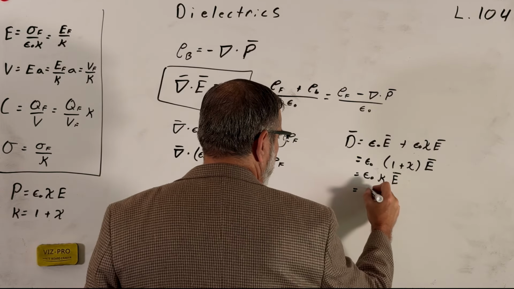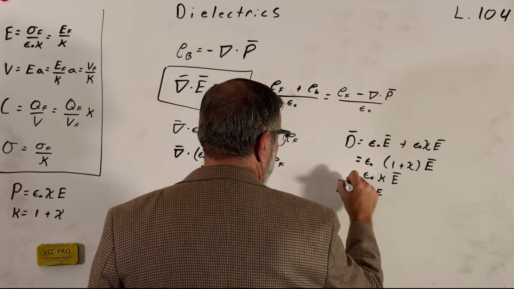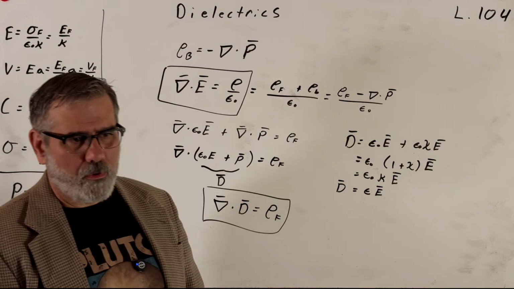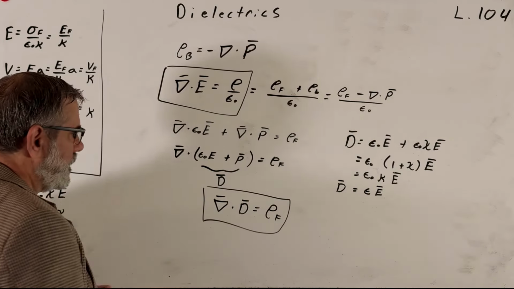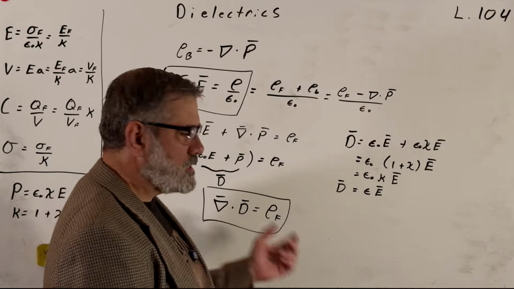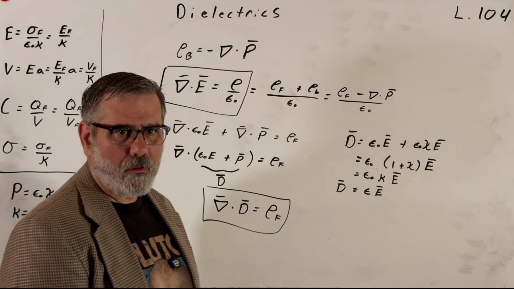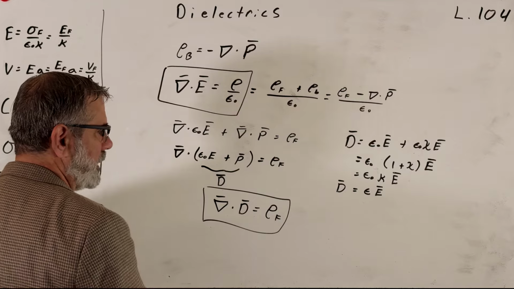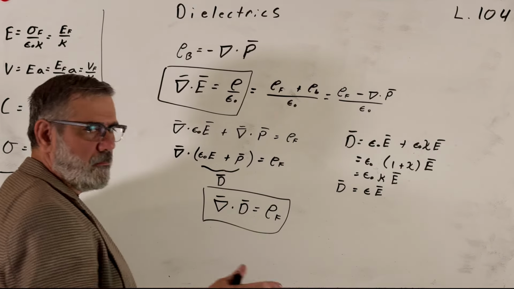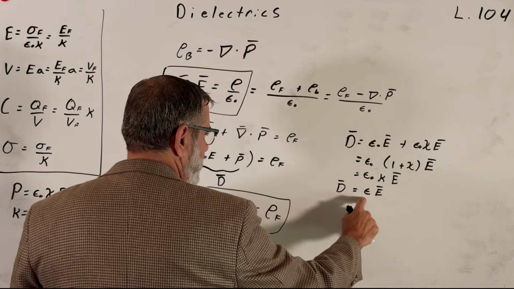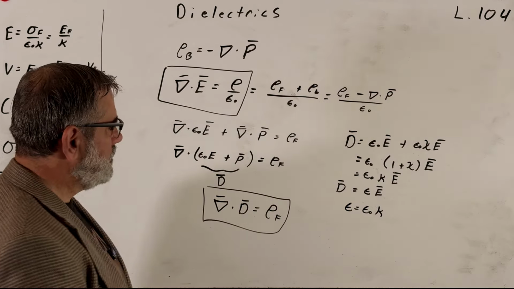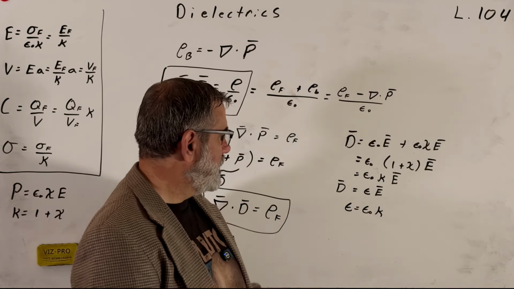And in general, we define yet another new quantity, epsilon, which we call the permittivity. So the permittivity measures how much resistance you have to the electric field in a given material. So it's how much it resists the electric field, hence the term permittivity. And so this is the permittivity. Epsilon is just equal to epsilon naught times kappa. We just replace this with this.